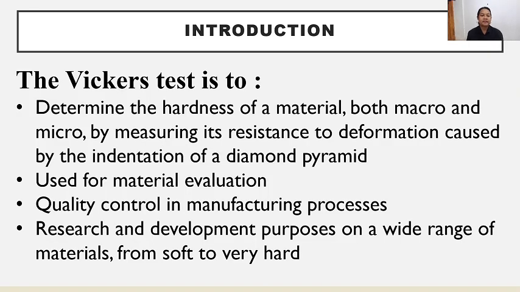First, what is the Vickers test? The Vickers test is to determine the hardness of a material, both macro and micro, by measuring its resistance to deformation caused by the indentation of a diamond pyramid. It is used for material evaluation, quality control in the manufacturing process, and research and development purposes on a wide range of materials from soft to very hard.